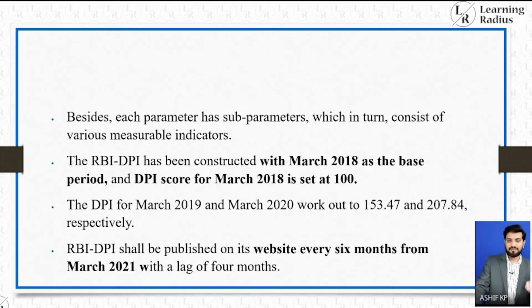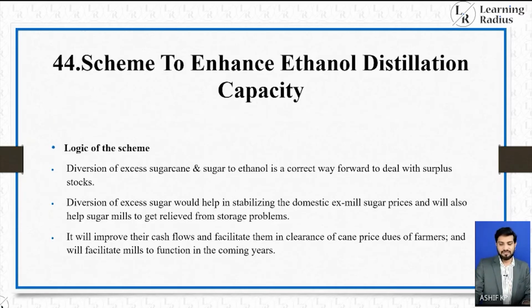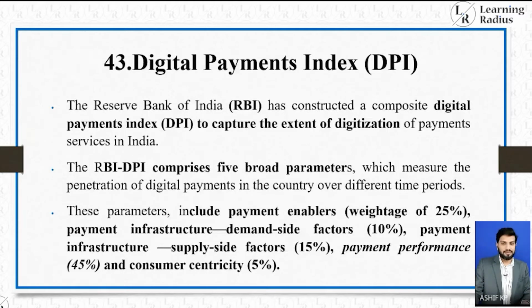Besides, each parameter has sub-parameters which in turn consist of various measurable indicators. The RBI DPI has been constructed with March 2018 as the base period, and DPI score for March 2018 is set at 100. The DPI for March 2019 and March 2020 work out to 153.47 and 207.84 respectively. RBI DPI shall be published on its website every 6 months from March 2021 with a lag of 4 months. So that is something very unique as far as RBI and DPI is concerned.